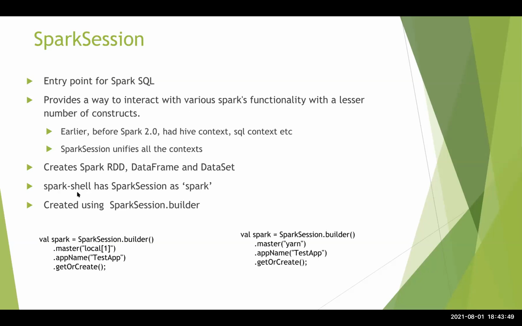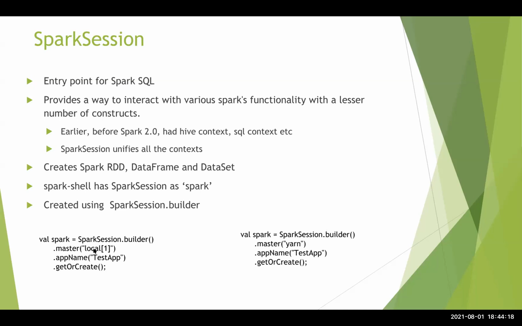If you're using Spark Shell, Spark will automatically give you the Spark session in a variable called spark. So in your Spark Shell, you can directly say spark dot read dot whatever, CSV or whatever. If you are in a program and you want to create a Spark session, this is the construct you use to create a Spark session. You have to use SparkSession dot builder dot master, app name and get or create.